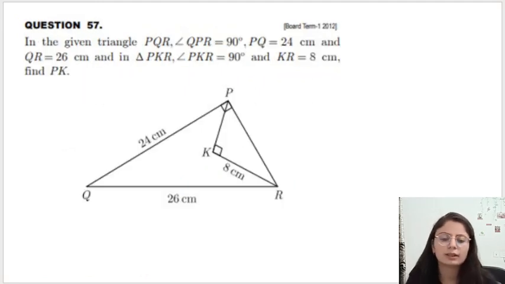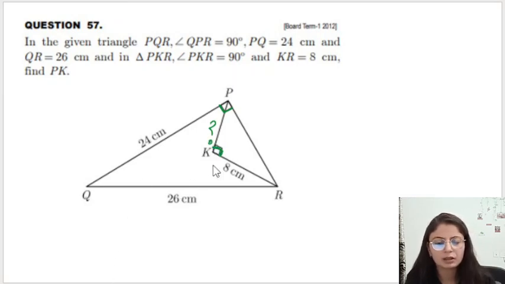Now let's move on to the next question. In the given triangle PQR, angle QPR is 90 degrees. Okay, so it's already given that this angle is 90 degree. This angle QPR. And PQ is 24 centimeter, which is already labeled here. And QR equals to 26 centimeter. Okay, and in triangle PKR, angle PKR is 90 degrees. Okay, so it's already given that this angle is also 90 degrees. And KR is 8 centimeter. Find PK. Okay, so you have to find this PK.